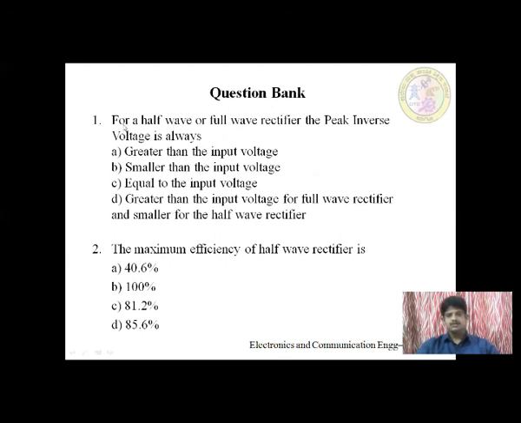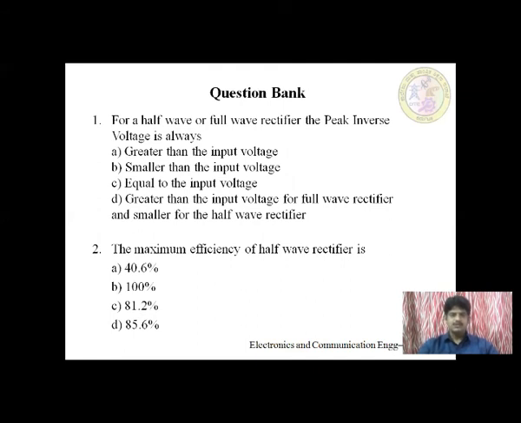First one: for a half wave or a full wave rectifier, the peak inverse voltage is always greater than the input voltage, smaller than the input voltage, equal to the input voltage, or greater than the input voltage for full wave rectifier and smaller for the half wave rectifier. So it is regarding the peak inverse voltage. I already told you, peak inverse voltage means it is the maximum voltage applied to the diode in a reverse bias condition.